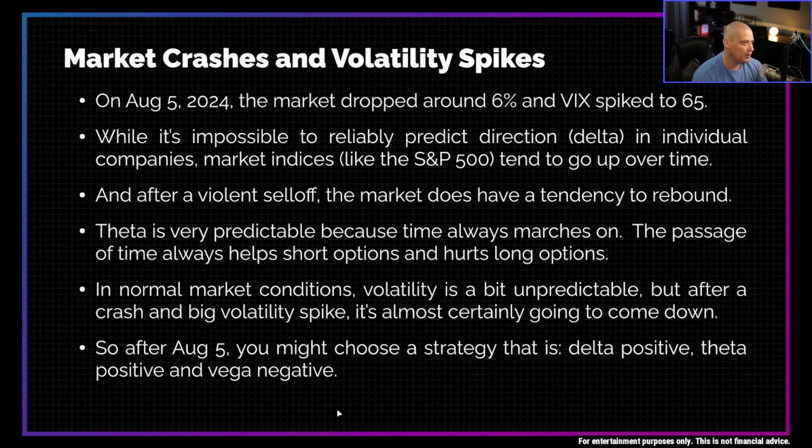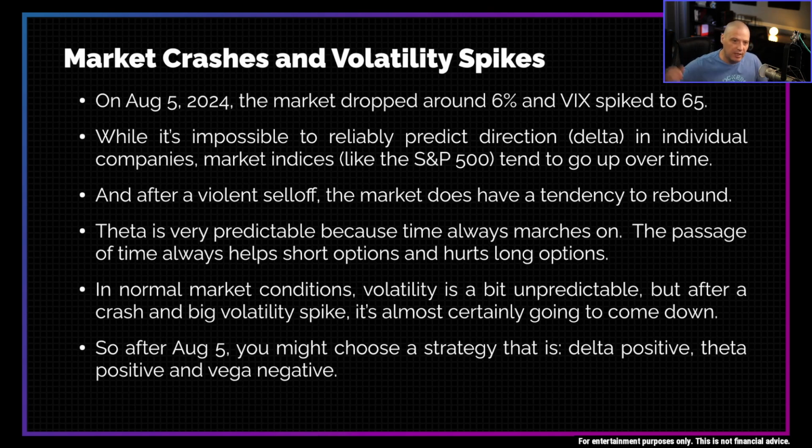And in the second bullet point, you can see, while it's impossible to reliably predict direction, delta, in individual companies, market indices like the S&P 500, they tend to go up over time. We know this. The broad market, the total stock market tends to go up over time.